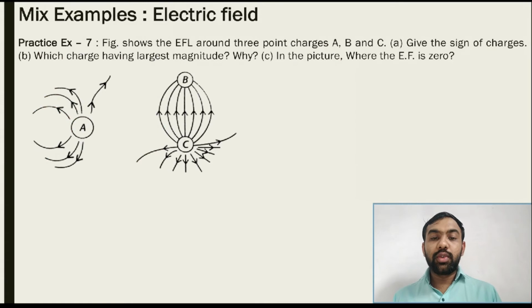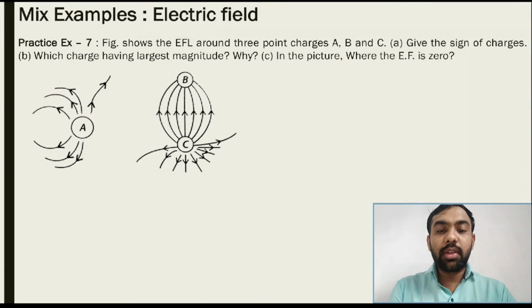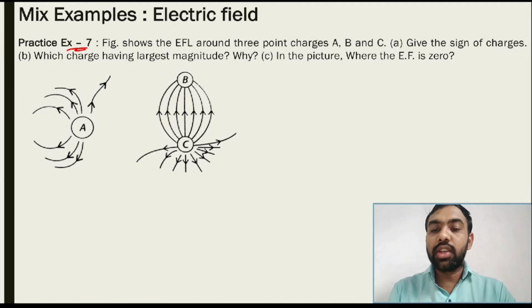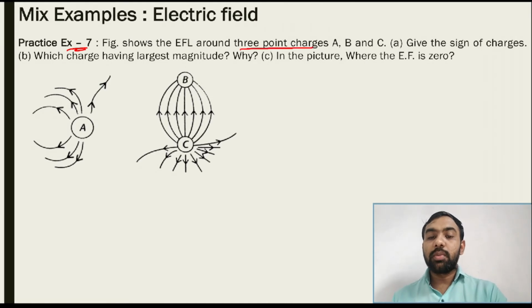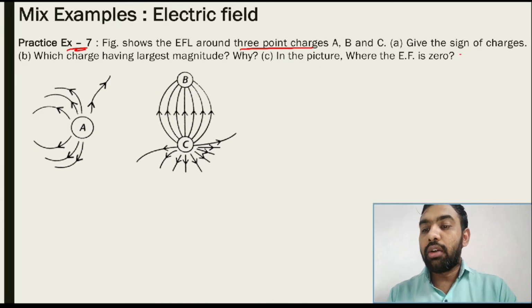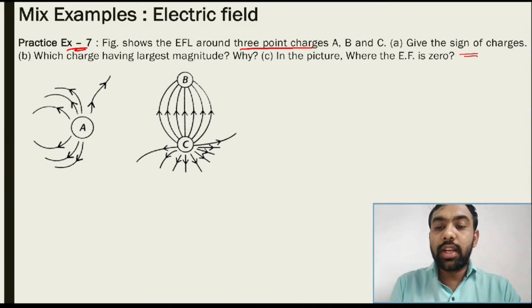Let's see the next one. Example number 7. The figure shows the electric field lines around the 3 point charges. Around the 3 point charges A, B, C. So these A, B, and C are the point charges. Give the sign of the charges. So how do we give the sign of the charges? So first let's solve this one.